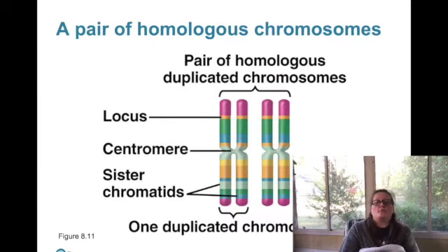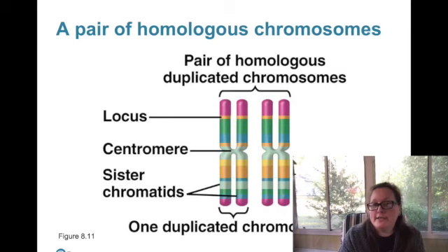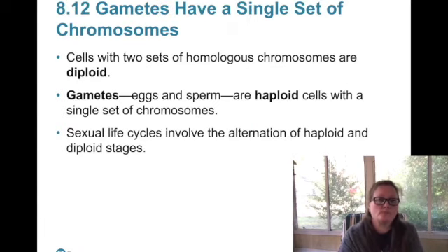Pair of homologous chromosomes. This is just showing you that they're very similar to each other. Locus, the centromere, that's the part where they touch. The sister chromatids, remember one side is one chromatid, the other is another chromatid. So that is the duplicated chromosome as it gets ready to reproduce. Cells with two sets of homologous chromosomes are called diploid because DI for two.